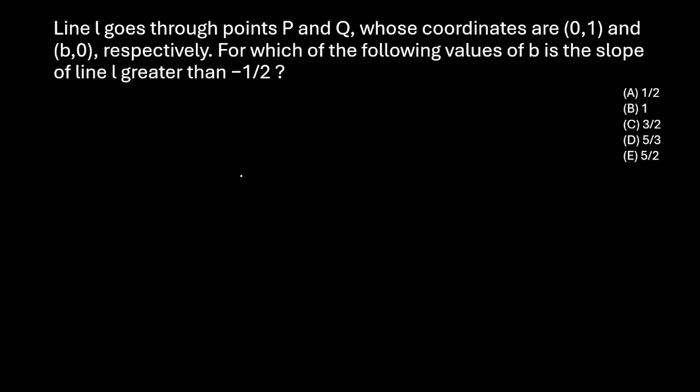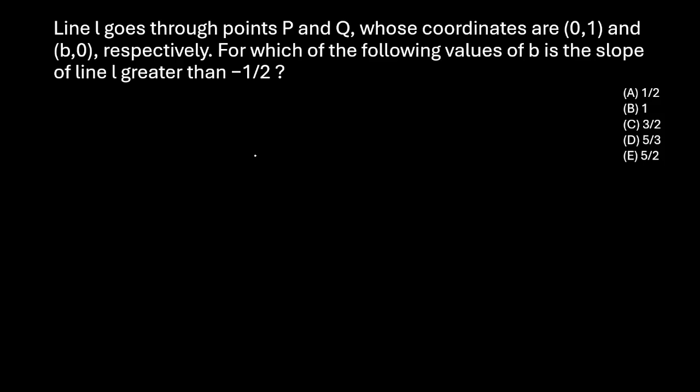Let's have a look at this SAT question. Line L goes through points P and Q, whose coordinates are (0, 1) and (b, 0), respectively. For which of the following values of b is the slope of L greater than minus 1 over 2? If you want to give this problem a try, pause the video and let's see how we can solve it.